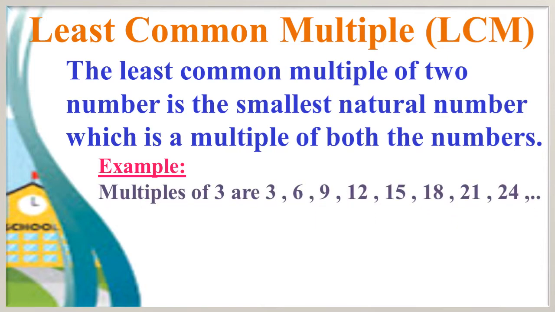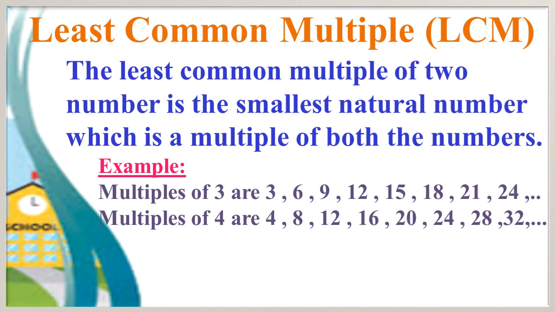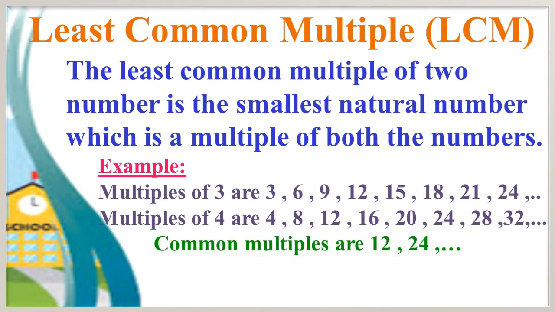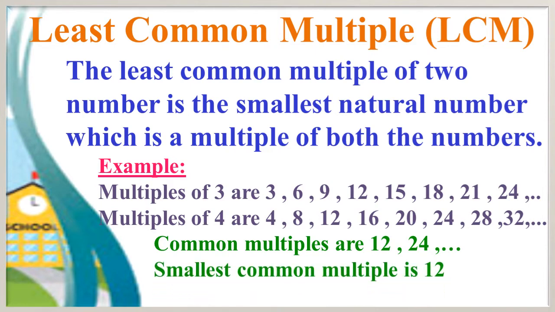Multiples of 3 are 3, 6, 9, 12, 15, 18, 21, 24 and so on. Next, multiples of 4 are 4, 8, 12, 16, 20, 24, 28, 32 and so on. Let us find the common multiples. The common multiples are 12, 24 and so on. Let us find the smallest common multiple. The smallest common multiple is 12. So therefore, LCM of 3 and 4 is 12.